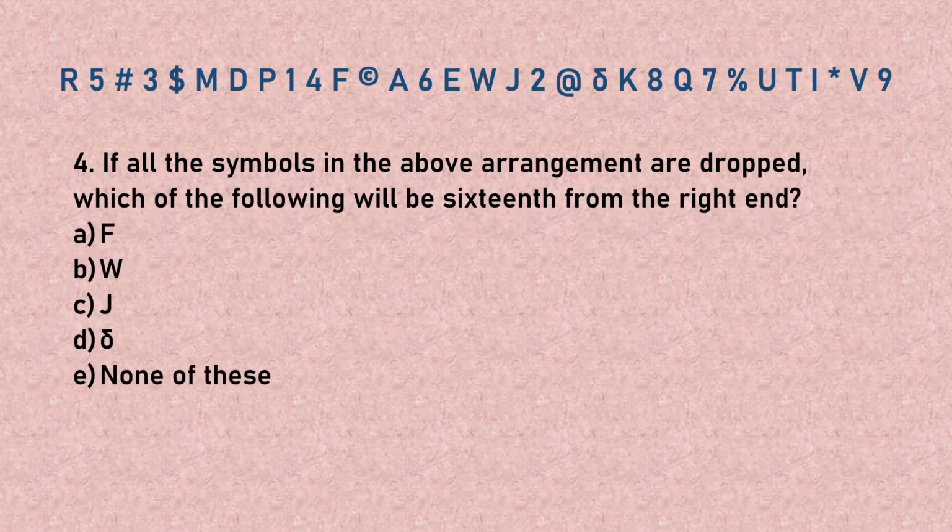The fourth part of the question says, if all the symbols in the above arrangement are dropped, that means let us remove all the symbols. So I put a cross on all the symbols so that you can understand this easily. I remove all the symbols here. Now, which of the following will be 16th from the right end? So this is the right end. Let us count the 16th element. 1, 2, 3, 4, 5, 6, 7, 8, 9, 10, 11, 12, 13, 14, 15 and 16. So this is going to be our answer here, that is F.